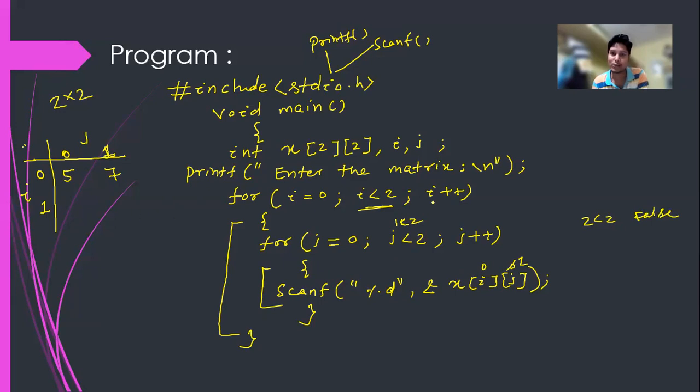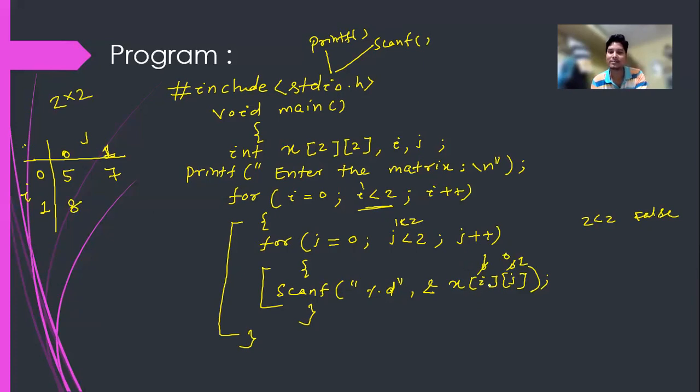So for i equal to 1, 1 less than 2, the control goes inside the internal for loop and it will check for j equal to 0 and j equal to 1. So I can enter a value for i equal to 1 and j equal to 0. For this location, I will enter the value. So I can enter any value. Suppose I'm entering 8.